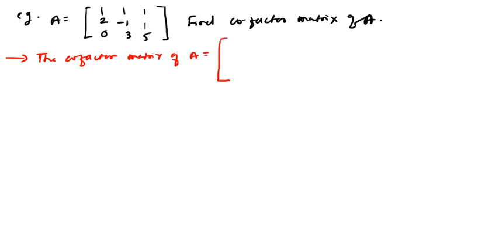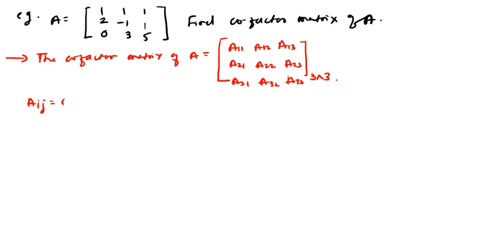Now this is a matrix of order 3 by 3. This will be A11, A12, A13. This will be A21, A22, A23. Then this will be A31, A32 and A33. So we have to find the cofactor of every element, which means we need to find this Aij, which is given by minus 1 raised to i plus j into Mij, where Mij is the minor of the element Aij.